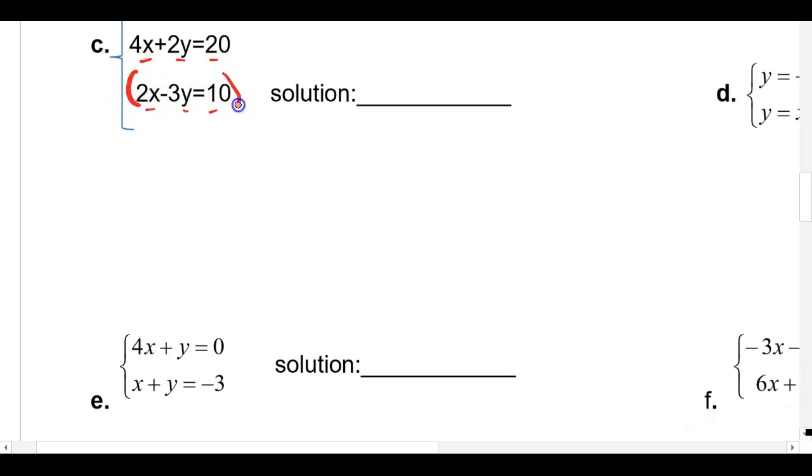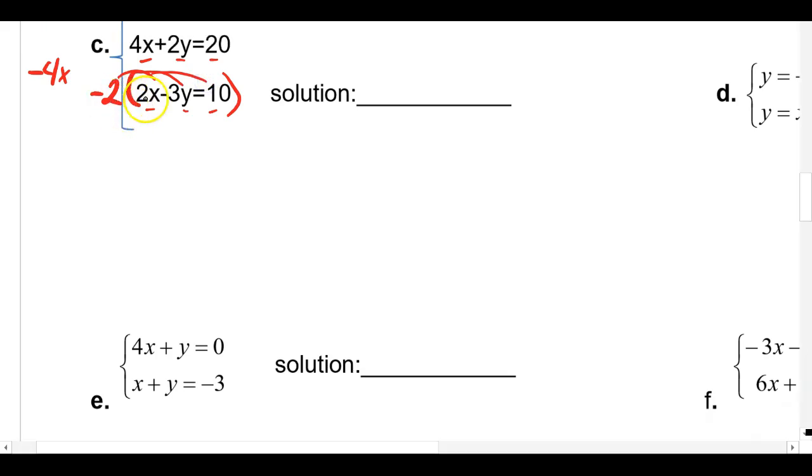So let's just change this second equation. And what do I need? I need to get the opposite of 4x. Well, the opposite of 4x is negative 4x. So what do I multiply times 2x to get negative 4x? Well, that'd just be negative 2. And remember, multiply everything in that equation.